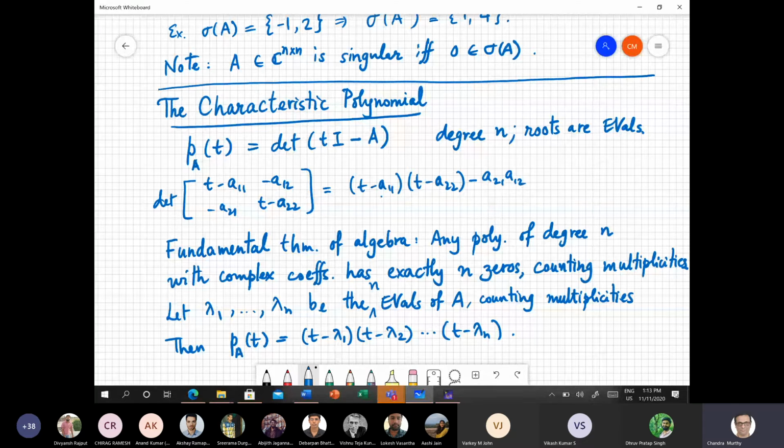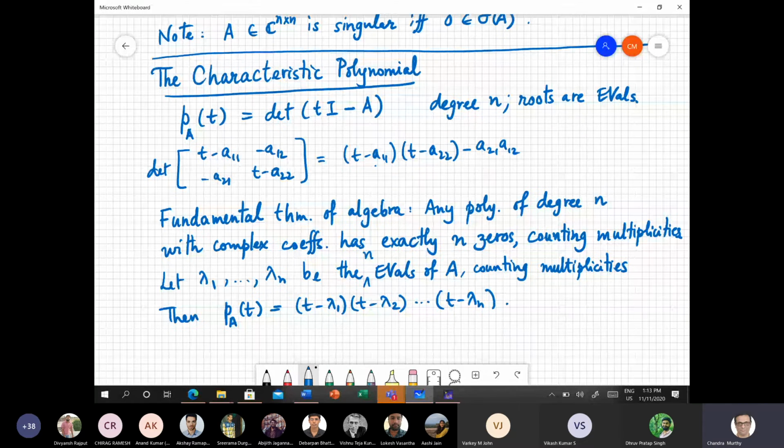So those two coefficients must match. If we say two polynomials are equal, it means that the coefficients of t power n minus 1, all the way down to t power 0, must match. T power n obviously matches, because the coefficient of t squared is 1, and here also, in the lambda 1 lambda 2 case, the coefficient of t squared will also be equal to 1.